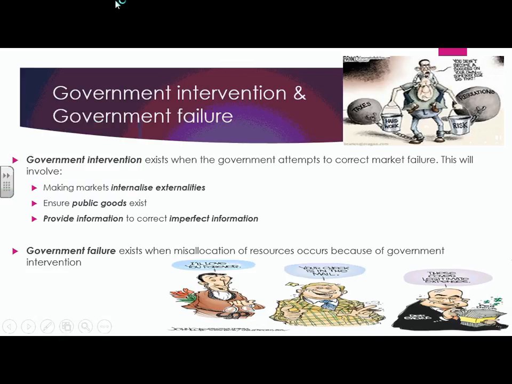Right guys, in this video what we're going to be looking at is how the government can attempt to fix different market failures. Now on the board what you've got here is a summary of the market failures that you need to be thinking about.